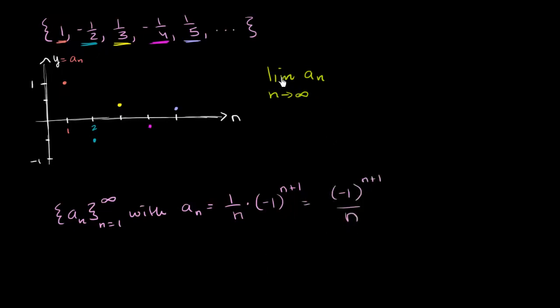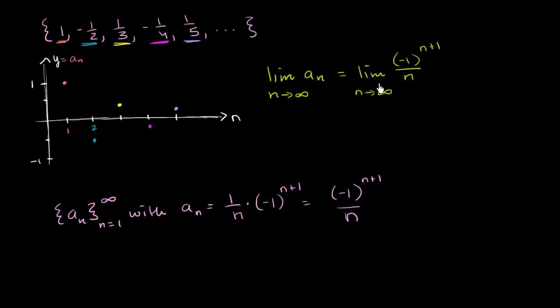And so asking what the limit of a sub n as n approaches infinity is equivalent to asking what is the limit of negative 1 to the n plus 1 power over n as n approaches infinity is going to be equal to. Remember, a sub n is just a function of n. It's a function where we're limited right over here to positive integers as our domain. But this is still just a limit as something approaches infinity.